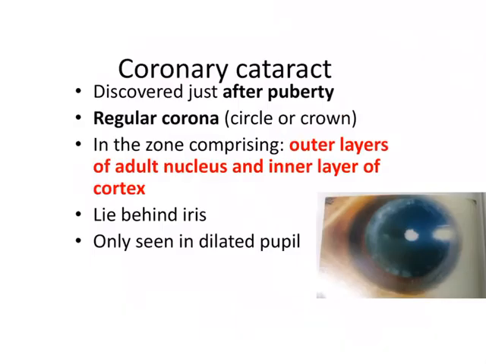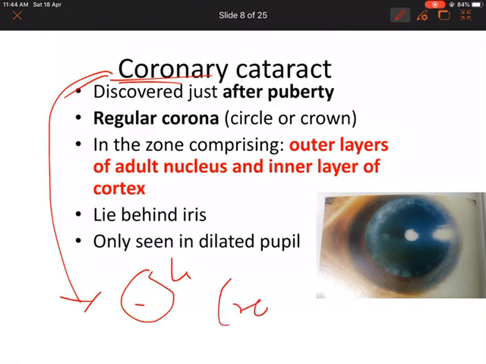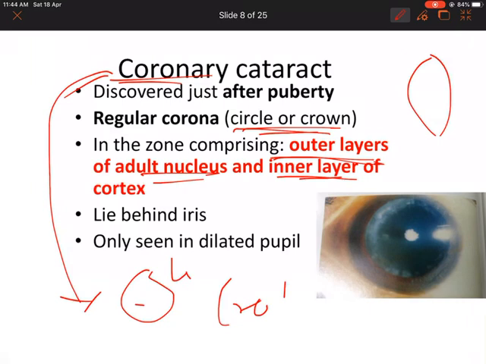Next is the coronary cataract. Corona, I'm not talking about the coronavirus, is also known as circle or crown. It is given here, a circle or crown in the zone comprising the outer layer of the adult nucleus and the inner layer of the cortex. We have an adult nucleus, we have different stages of nucleus, the outer layer of the adult nucleus, and we have a cortex, the inner layer of the cortex. This layer forms the corona.